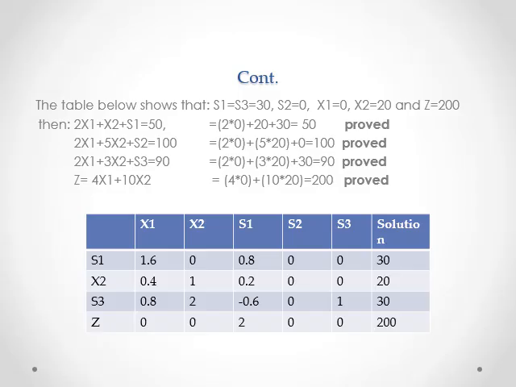So this table shows that S1 equals S3 equals 30, S2 equals 0, X1 equals 0, X2 equals 20, and Z equals 200.